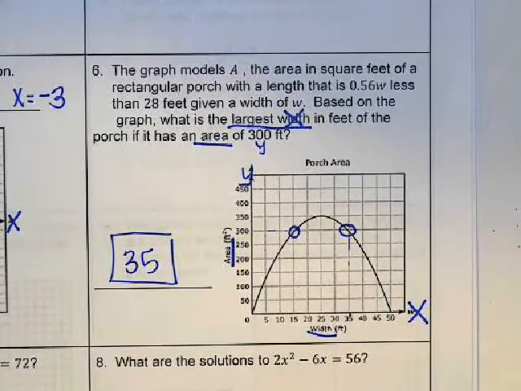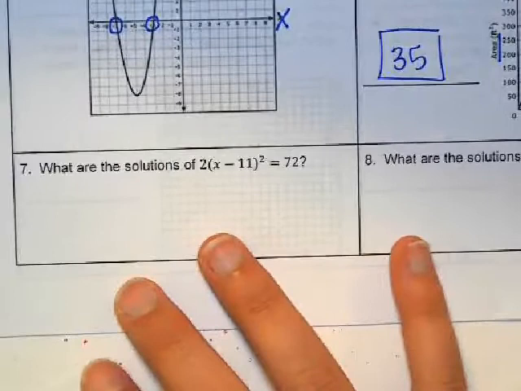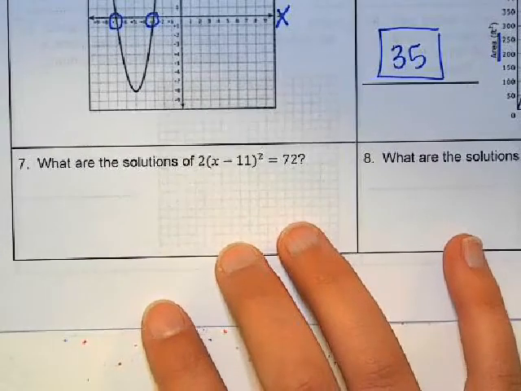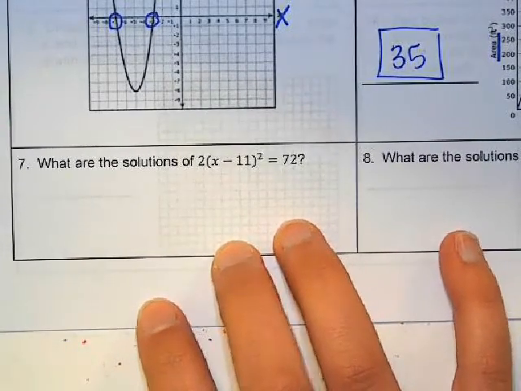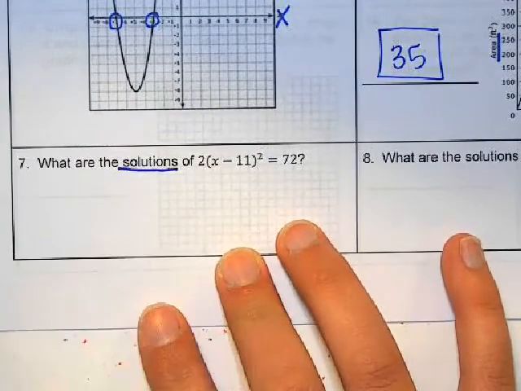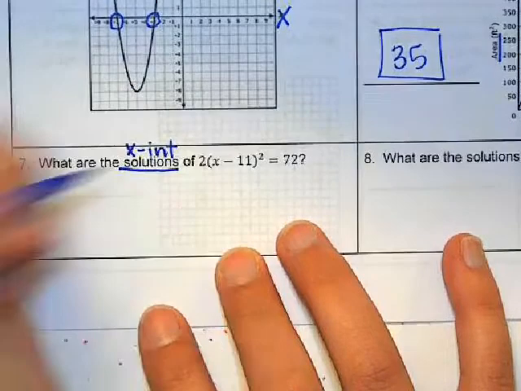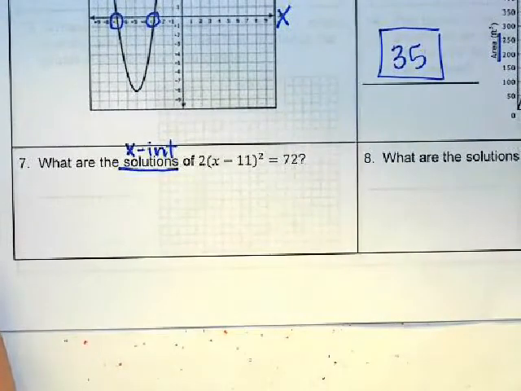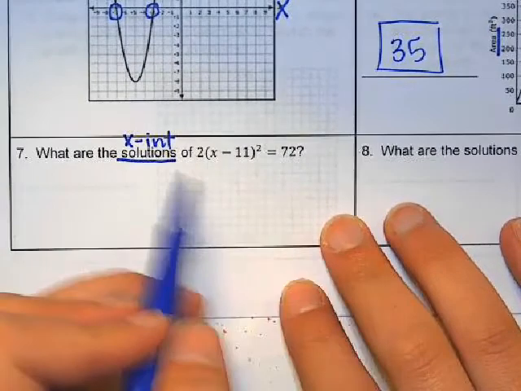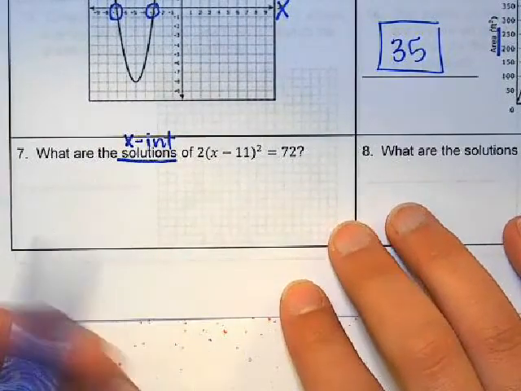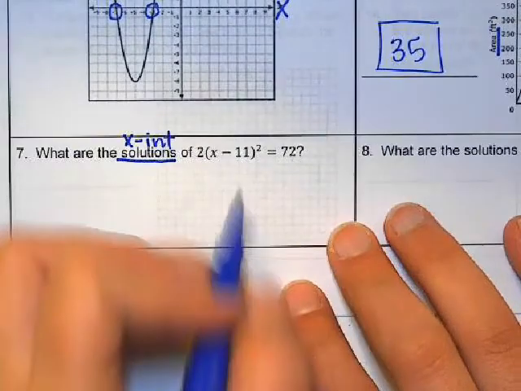Questions on that? Okay, number 7. What are the solutions of 2 times x minus 11 squared equals 72? What do solutions mean? X-intercept. How do I find x-intercept? You don't know? Graph. Okay. Now, before I graph, what do I have to do to this equation? I got to make it equal to 0.